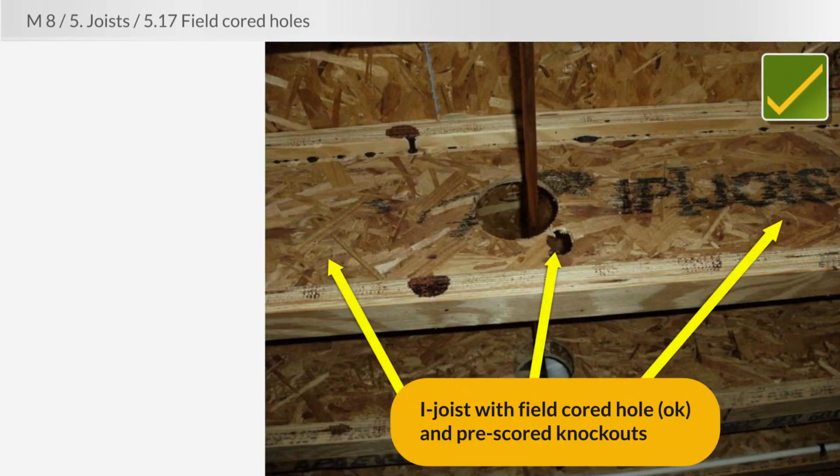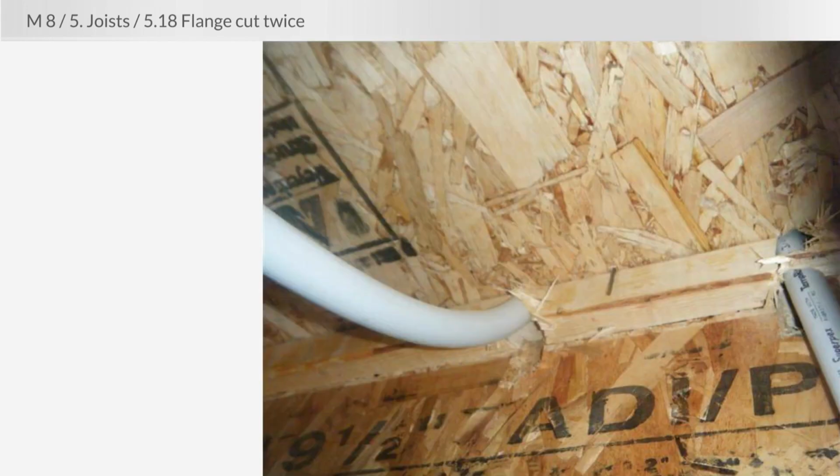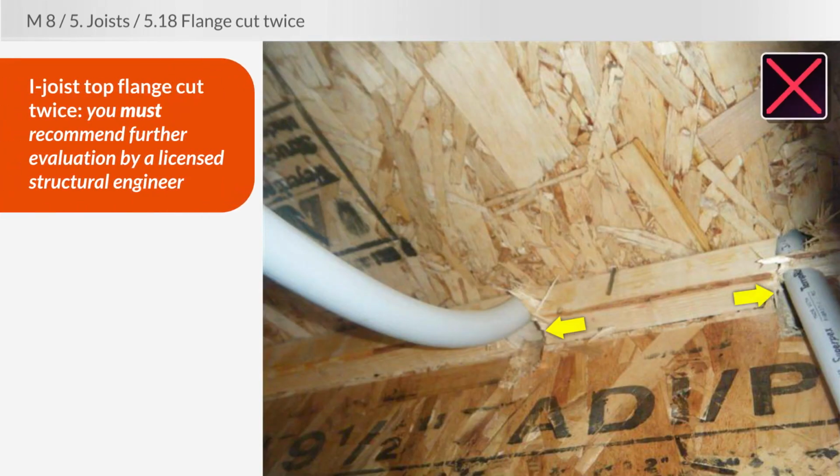This I-joist has a field cord hole. That's okay. For whatever reason, someone knocked out one of the pre-scored knockouts. That won't hurt anything. And you can see a couple of the other knockouts still in place. Well, here the top flange of this I-joist has been cut not once, but twice. You have no decision to make here. It's very easy. You must recommend further evaluation by a licensed structural engineer, always.